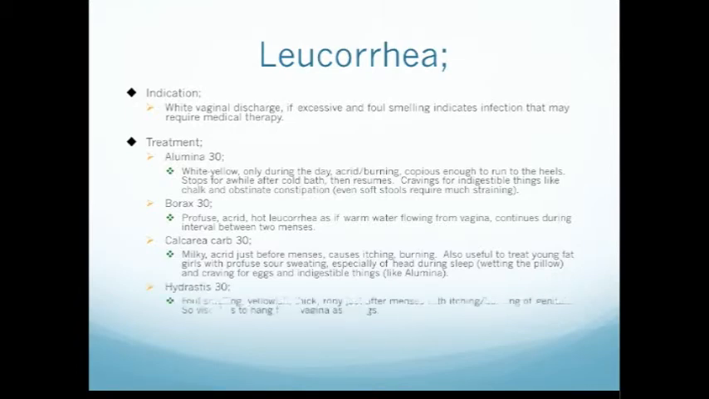Hydrastis 30 is good for foul-smelling, yellowish, thick, ropey discharge after menses with itching and burning of the genitals. It's so viscid as to hang from the vagina as if from strings.